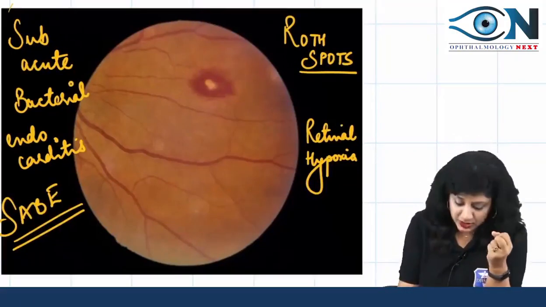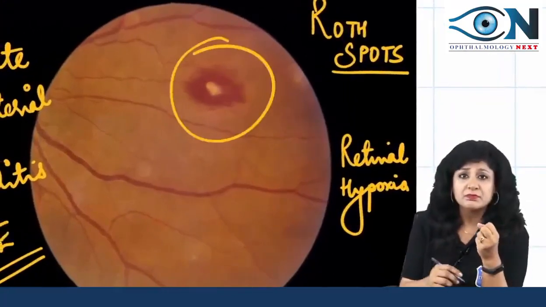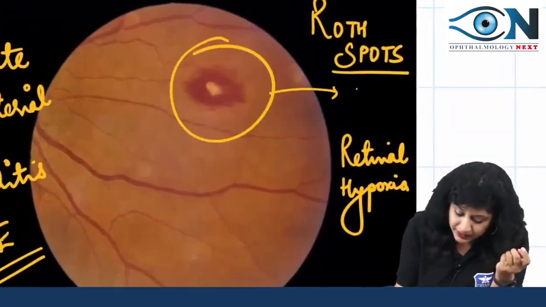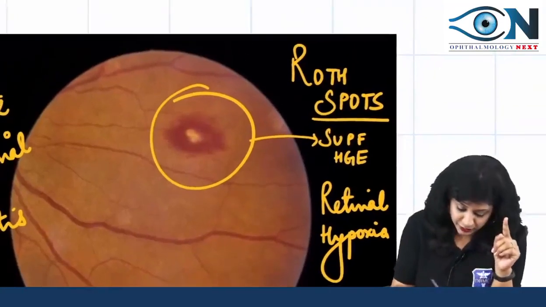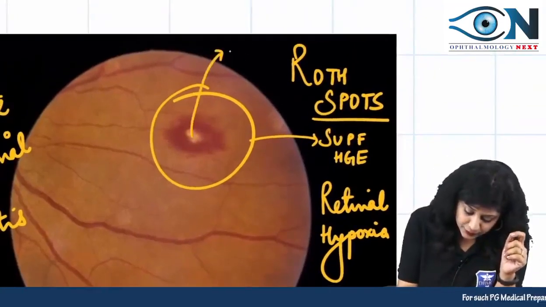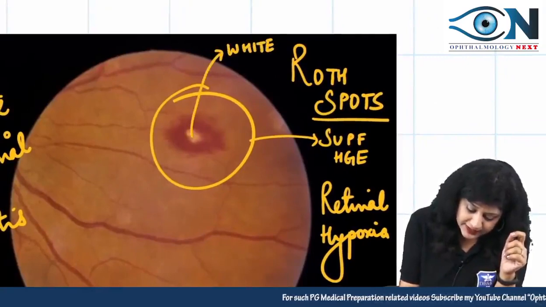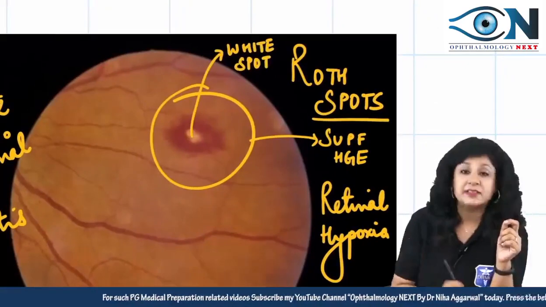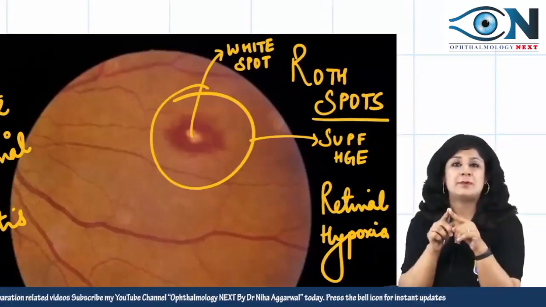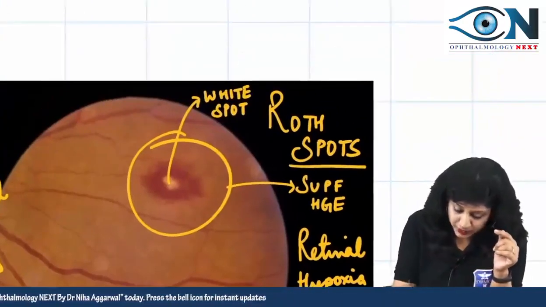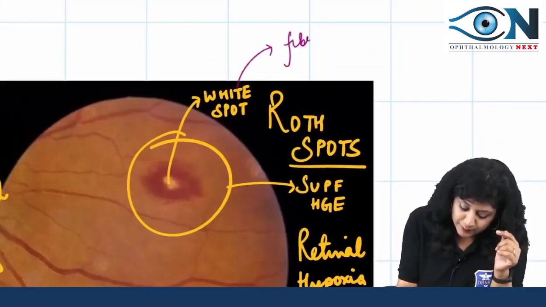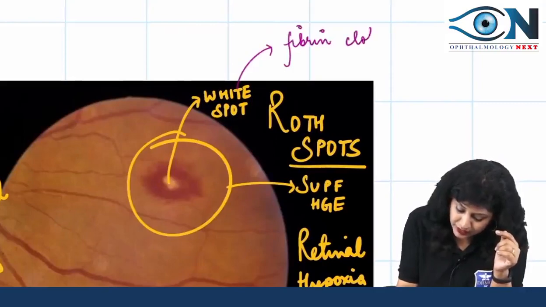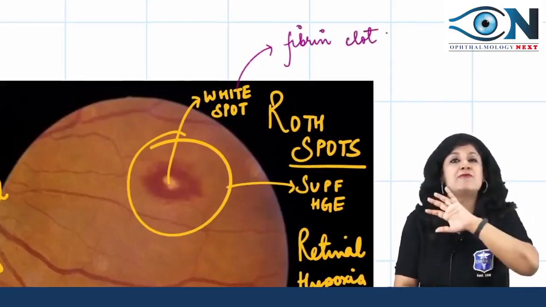Now what are these Roth spots? Can you see? We have a single Roth spot here. This is actually nothing but a superficial hemorrhage, and there is one prominent thing here. Can you see? There is a whitish spot in the center. So we have a white spot in the center and a superficial hemorrhage. This whitish spot in the center is actually a fibrin clot. So like these we can have many Roth spots.